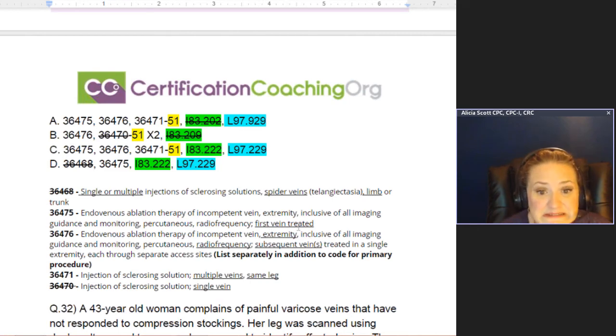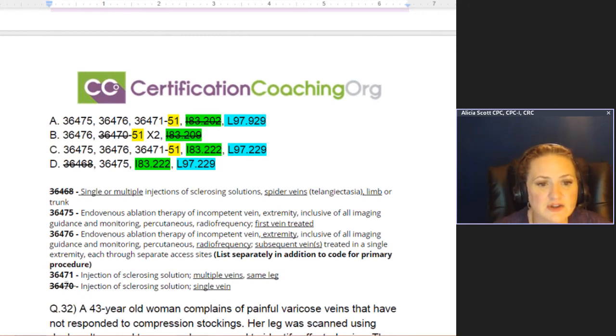First vein treatment. But then when I look at 7.6, this is what gets me. It jumps off of the page. Radio frequency. Yes, that was mentioned. Remember, it was one of those words that jumped off. Subsequent veins. And this guideline lists separately in addition to the code for the primary. So that means I can use 36475 for the first vein, and then for any subsequent veins, I'm going to use 36476. Good. I'm done, right?